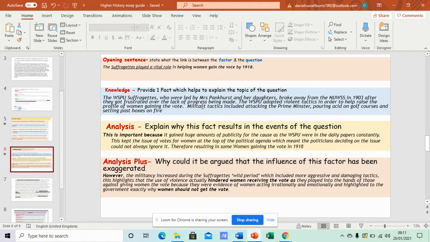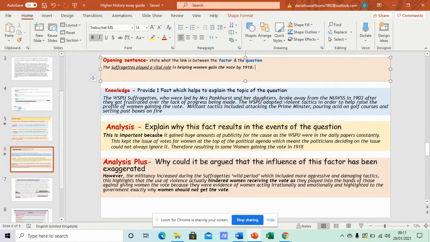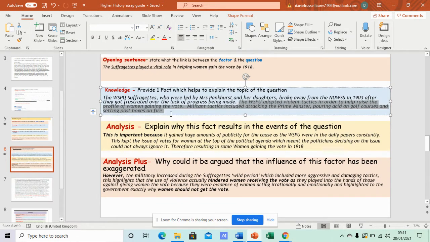So if we look at this knowledge point here, why is that such a good knowledge point? Because you're showing to the marker that you know who this is because you've got your date, 1903. It's relevant to the question because the question's asking how they helped women get the vote, so you're talking about the tactics that the suffragettes used to get the vote. They adopted tactics in order to raise the profile of women getting the vote, and then you're giving an example of the militant tactics they used, attacking the Prime Minister, pouring acid on golf courses. Okay, so it's a very detailed knowledge point that would easily pick up the knowledge mark in the Higher History essay.